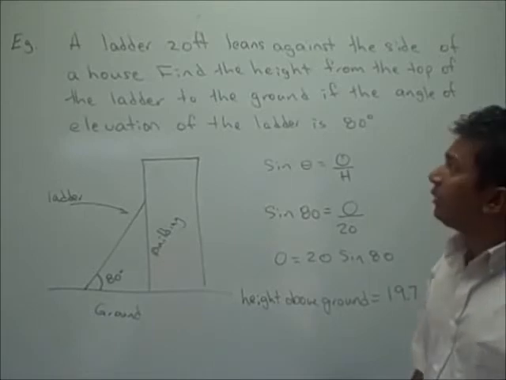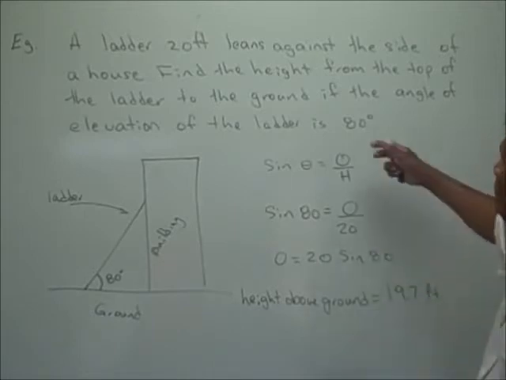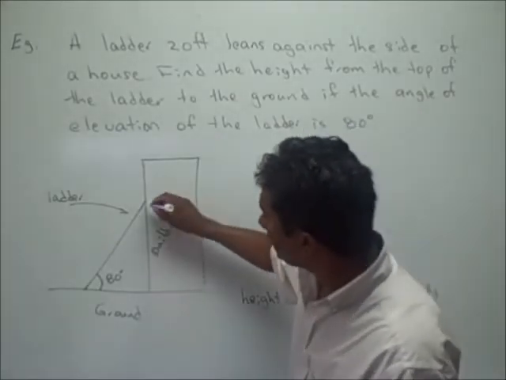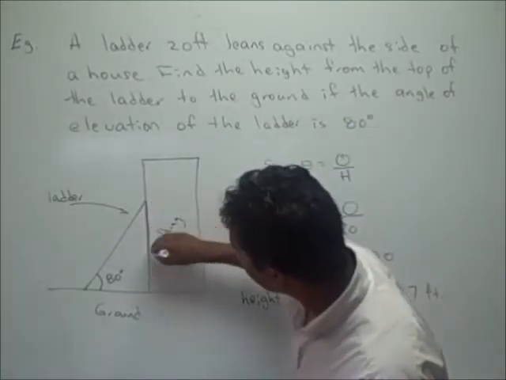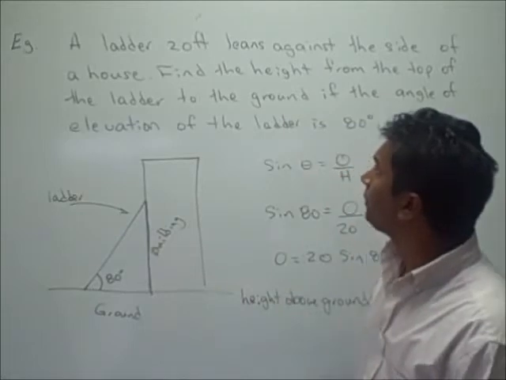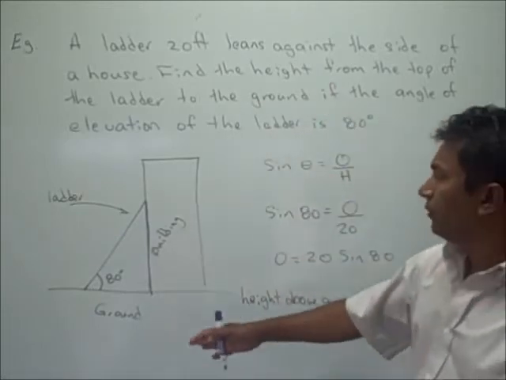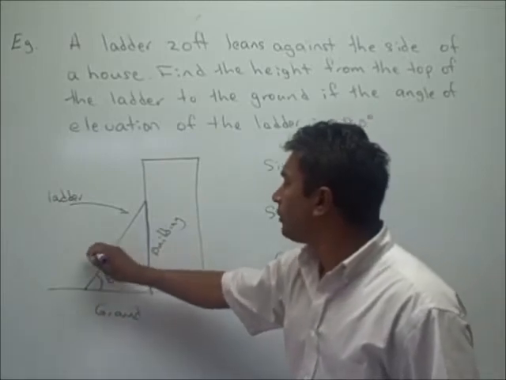In this application, we're asked to find the height from the top of a ladder to the ground. So here we're trying to find this distance from the top of the ladder. So here we have our ladder, and the ladder is 20 feet and it leans against the side of this building. So here we have our ladder, 20 feet.